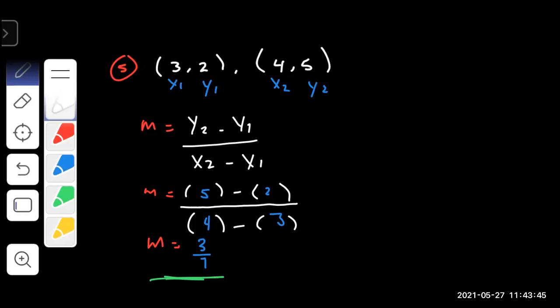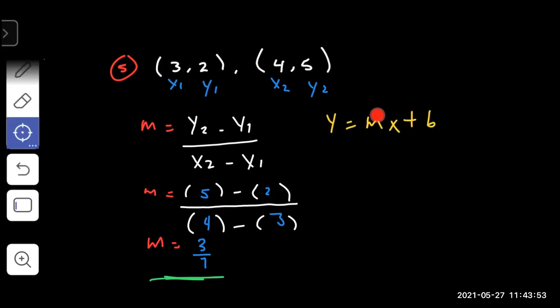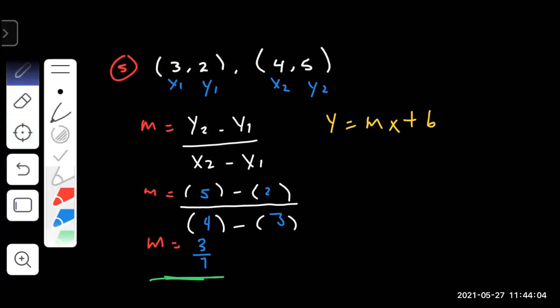What are we going to do then? The formula we're going to need is y = mx + b. Do we know what is the value for m now? 3 over 1. Yes, 3 over 1. Do we know what is the value for b, the y-intercept? Not yet. We need to find this. From now on, it's going to be the same process as we did in the previous class. We're going to substitute again.